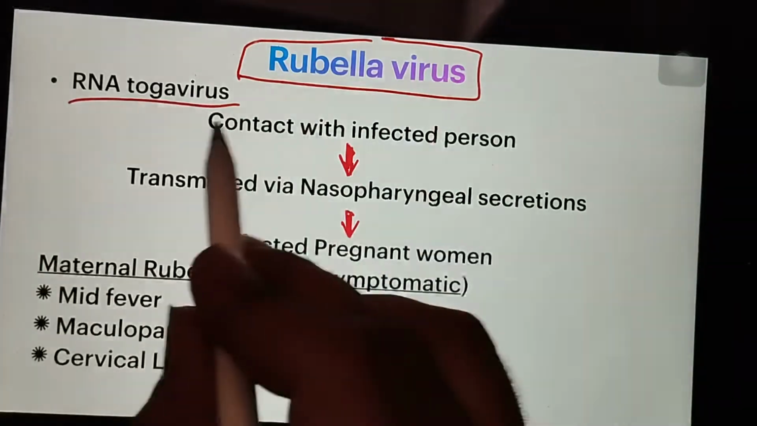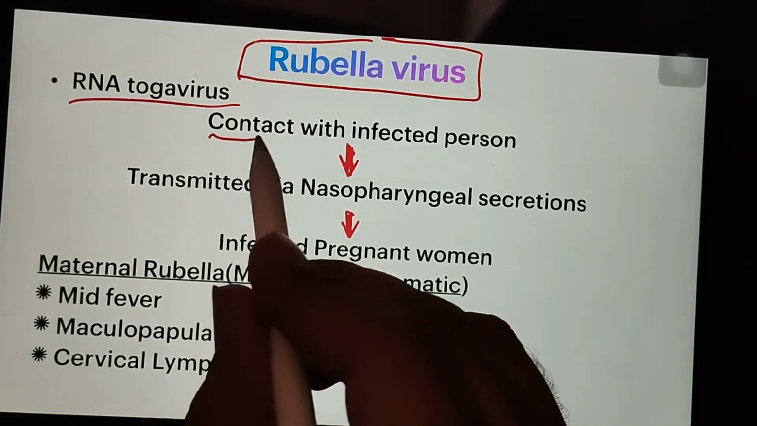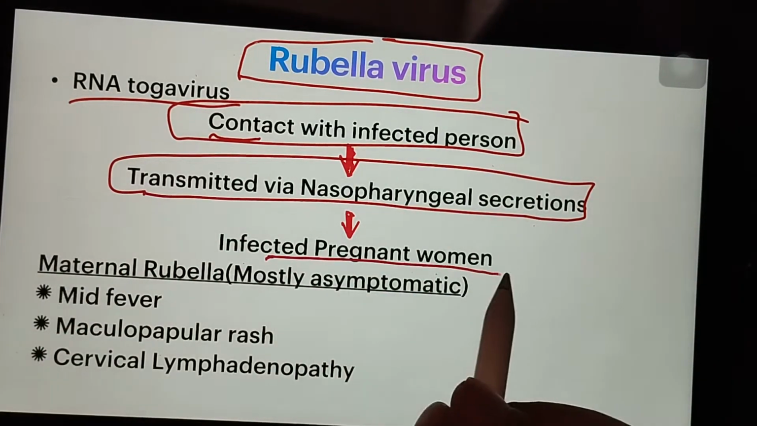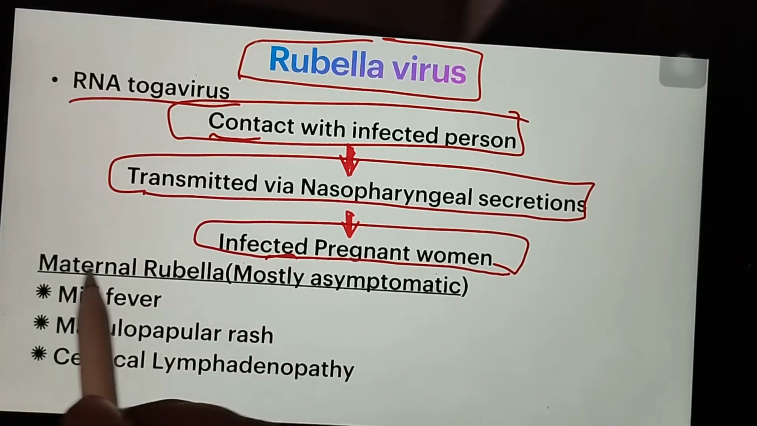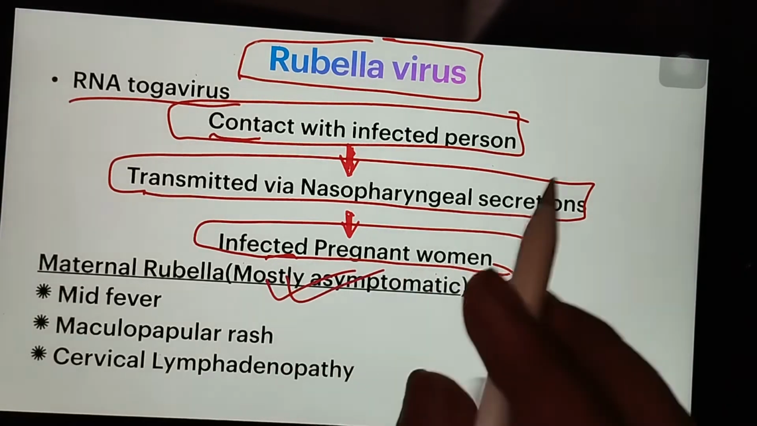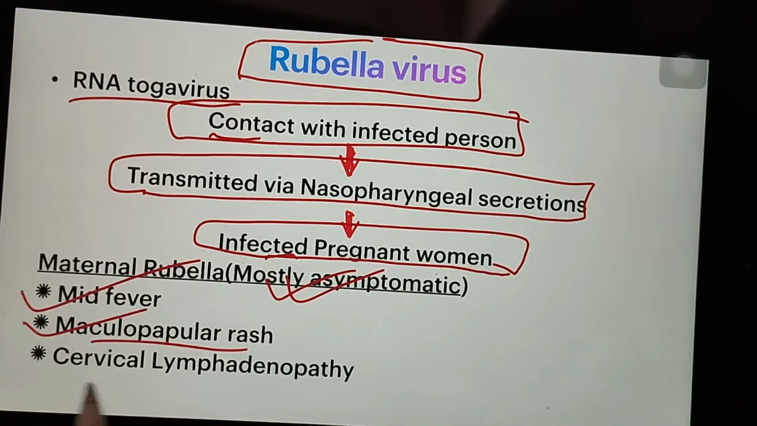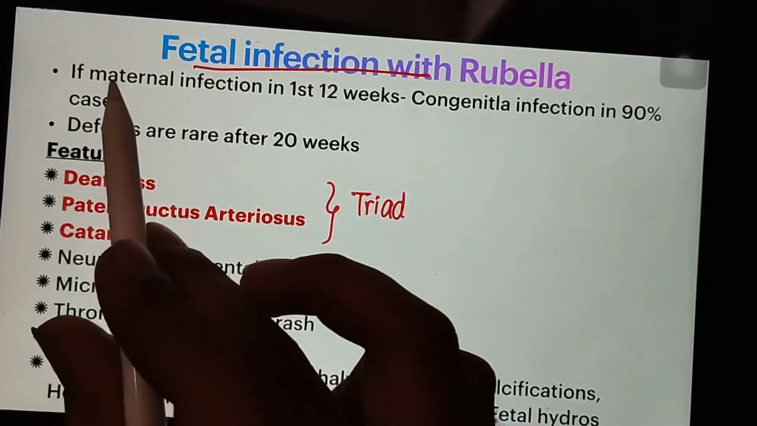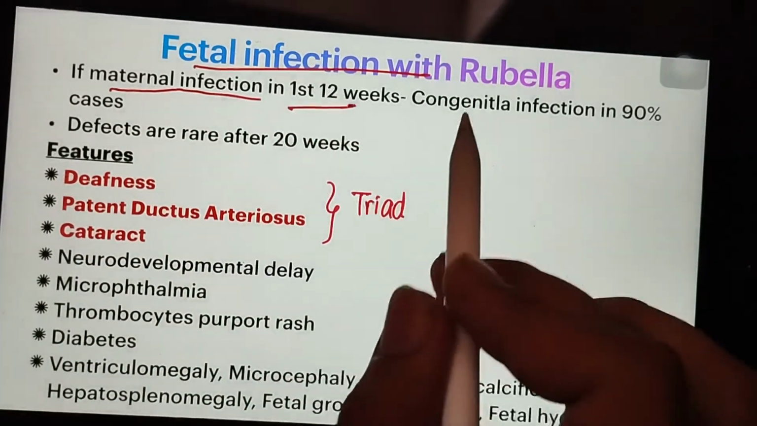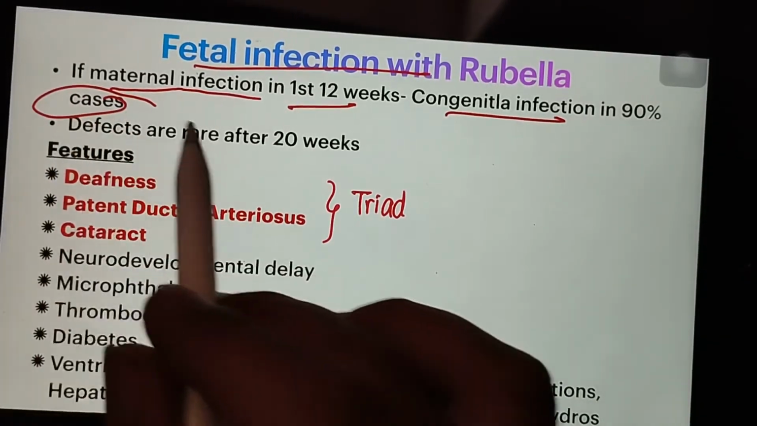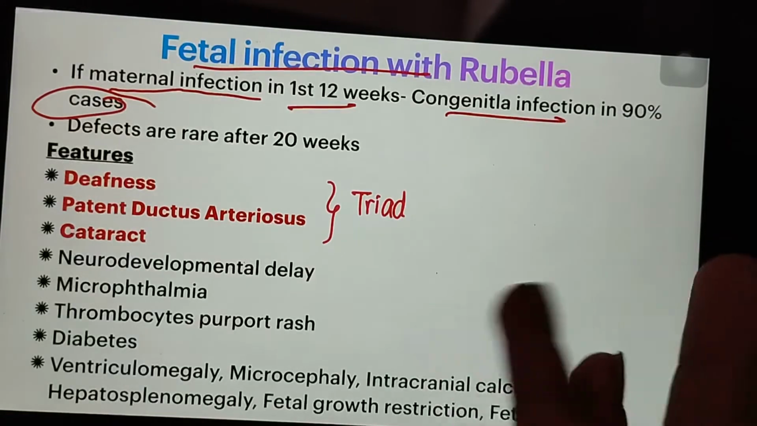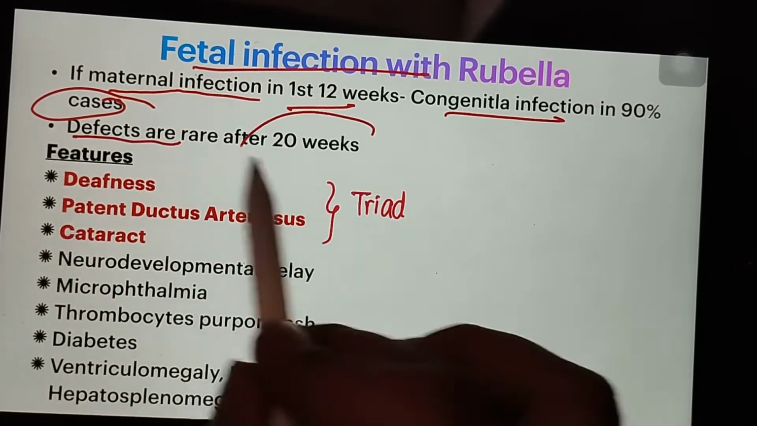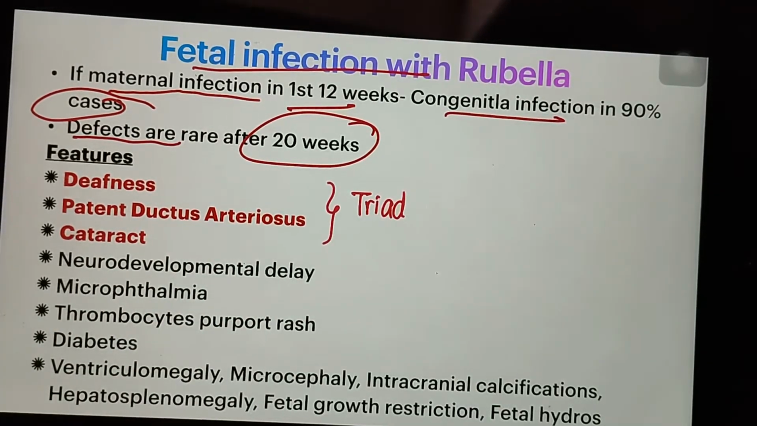It is an RNA togavirus. It is transmitted by contact with an infected person via nasopharyngeal secretion, and then infects the pregnant woman. Maternal rubella is mostly asymptomatic, and if there are symptoms, mild fever, maculopapular rash, and cervical lymphadenopathy can be seen. For fetal infection, if maternal infection is in the first 12 weeks, then congenital infection occurs in 90% of cases. If the infection occurs in the early period, there is more chance of defects, and defects are rare if infection happens after 20 weeks.